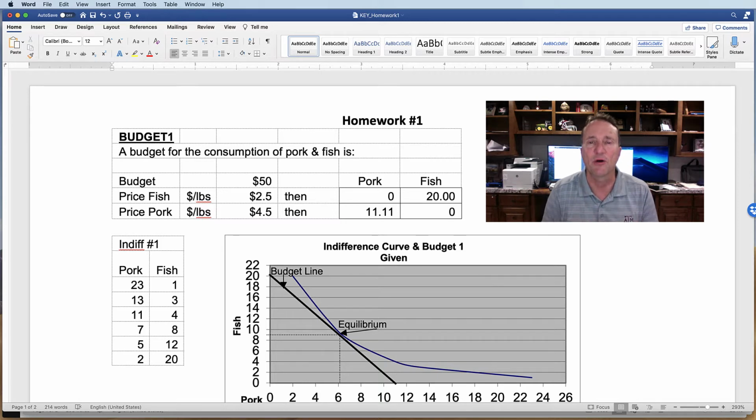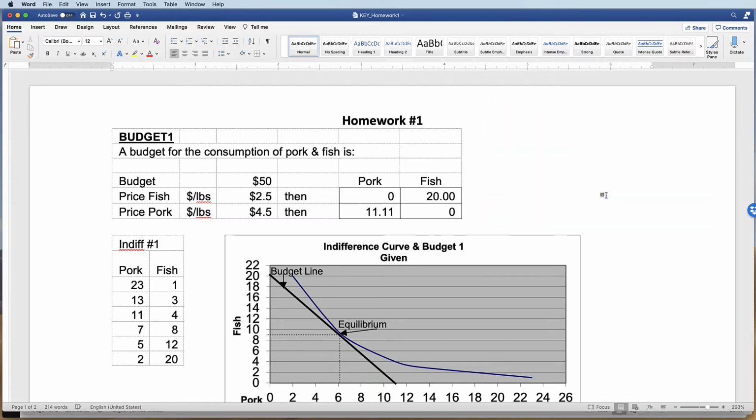So let's go into the homework and get a key for you to use. All right, so I'm going to go away here and let's look at your homework. Now your homework here, homework 1, you had some stuff given to you to kind of get you started. You had budget 1, where you saw that you had $50 to spend, and the price of fish is $2.50 and the price of pork is $4.50.